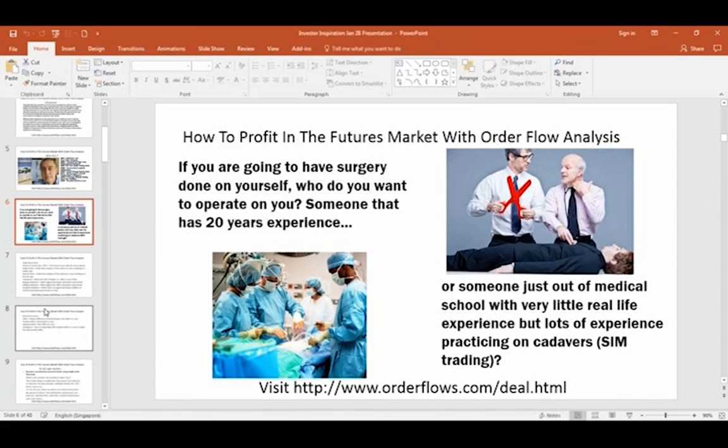So again, if you're going to surgery, who do you want to operate on you? Somebody with 20 years experience, or someone just out of medical school with very little experience, but just practice on cadavers? It's one of those things where if you're just practicing, you're learning from somebody that practiced. If they make a mistake, well, it's just paper money. But when I was trading before, if I made a really bad trade, it'll affect my pay. It'll affect my bonus down the line.